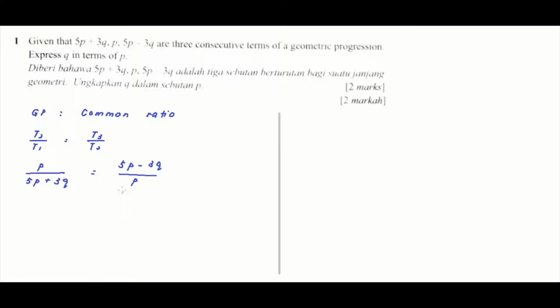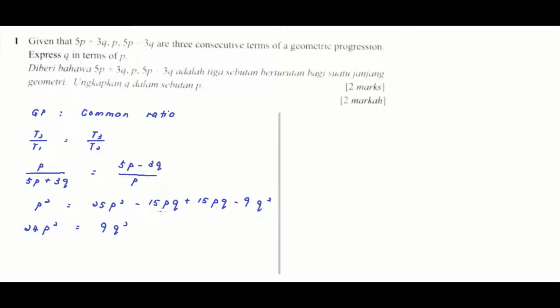Okay, after that, we're just going to arrange the expression until we get an expression for q in terms of p. So we continue to do the cross multiplication. You'll be able to get 25p squared minus 15pq plus 15pq and end with negative 9q squared. Then you just arrange it and solve accordingly. So I'll be able to get 24p squared equal to 9q squared.